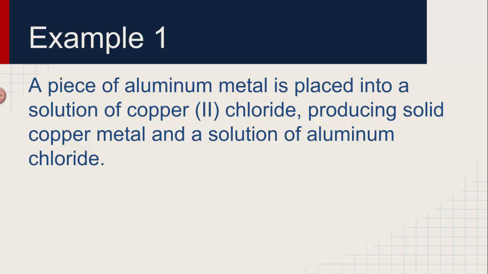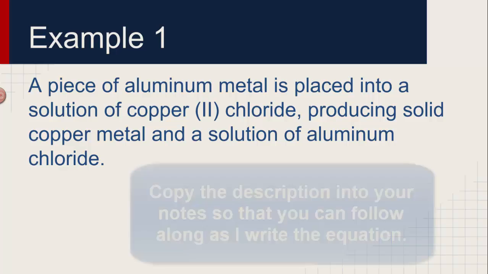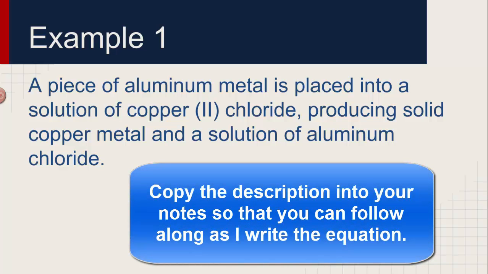So here's an example, and we're going to take a look at this. A piece of aluminum metal is placed into a solution of copper 2 chloride, producing solid copper metal and a solution of aluminum chloride. This is the first chemical reaction you observed, well, the second one. First was the gummy bear, but this is the first one that you actually really did. You took some aluminum foil, you put it into that solution of copper chloride, and you watched it smoke and bubble, and you saw what looked like rust, and we talked about all of that. Well, that was the copper forming, and the other solution was the aluminum chloride. So let's write a skeletal equation for this reaction.